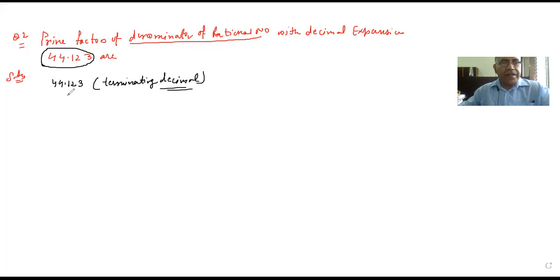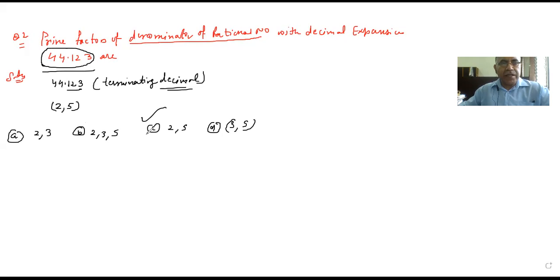It is a terminating decimal. 3 के बाद decimal खत्म हो जाता है. So prime factorization of this must include 2 and 5. I have options: 2, 3, then 2, 3, 5, then 2 and 5, then D is 3 and 5. So my correct option is 2 and 5, because if the decimal expansion terminates, then it must have a 2 and 5 in it. Either it is a denominator or numerator, it doesn't matter.